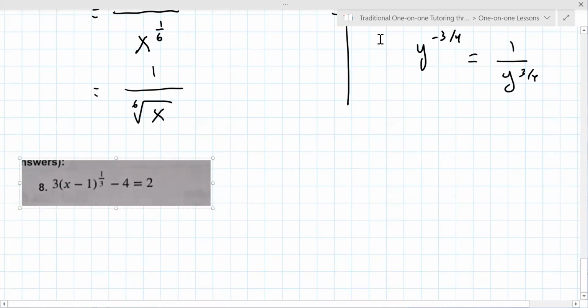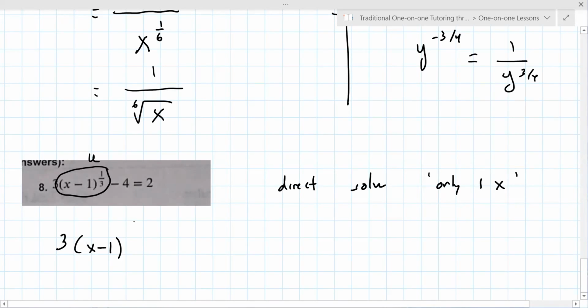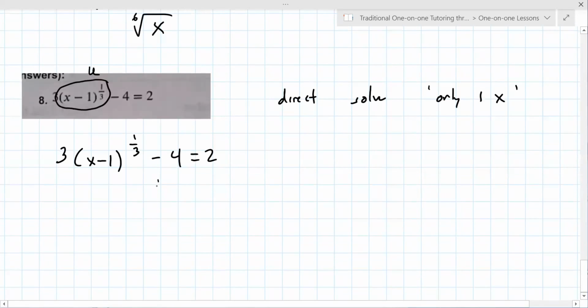All right, number 8. 3 times x minus 1 to the 1/3 minus 4 equals 2. I call this a direct solve because you could make a substitution for this right here. You could call that u if you wanted, but you can directly solve for x because there's only one x. Whereas in 7, x appears in multiple places. So your direct solve here is just a matter of whether you are comfortable undoing and using order of operations to solve. So for example, you're going to add 4 to both sides.